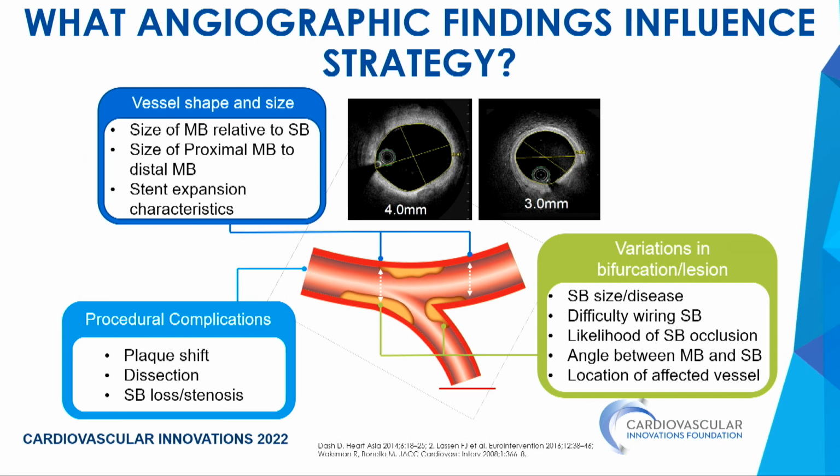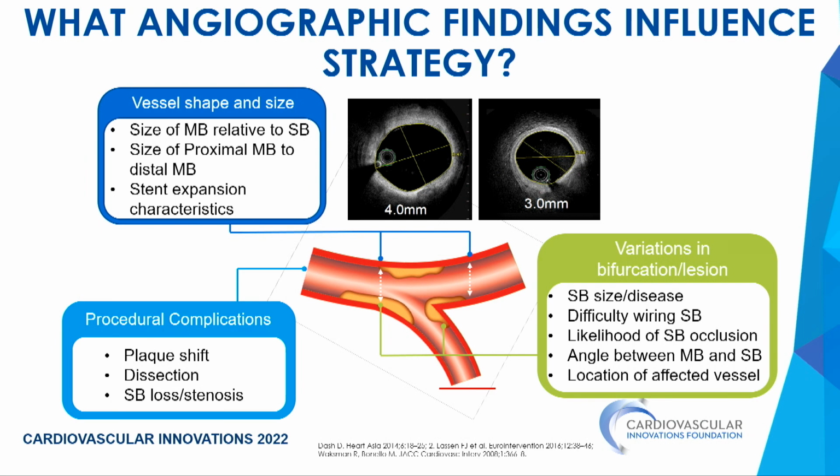And then finally, you need to think about your stent expansion characteristics. You don't want to do a culotte and put a 2.5 millimeter stent in your side branch and have that hanging back into a main branch that's 4 or 4.5 millimeters. You're never going to get that stent size right. So you want to be looking at vessel size and shape to help determine your strategy.